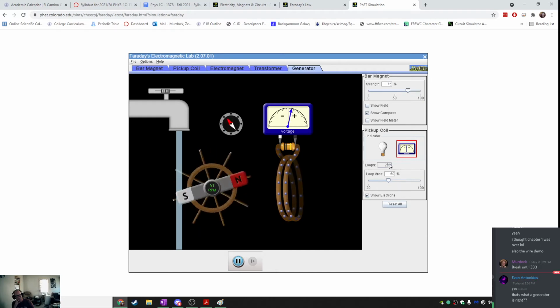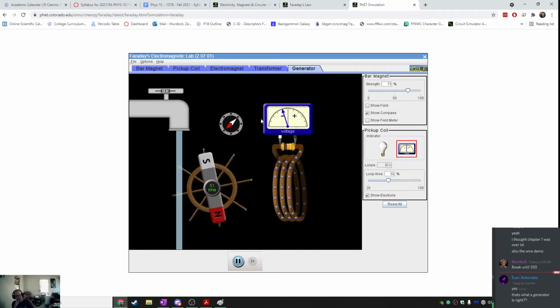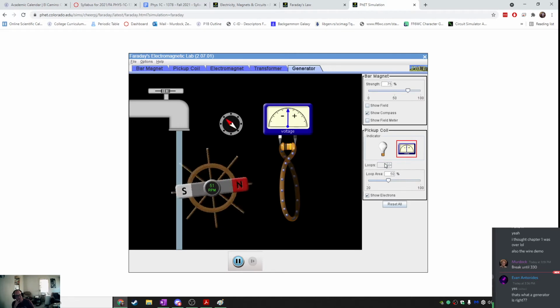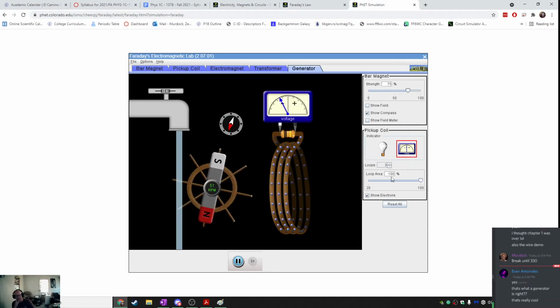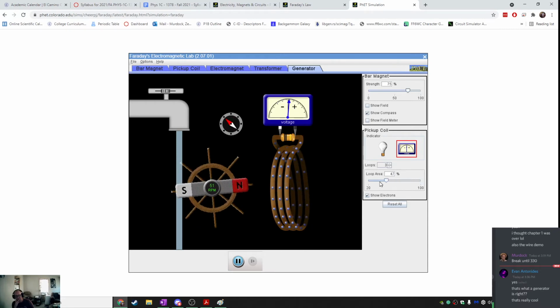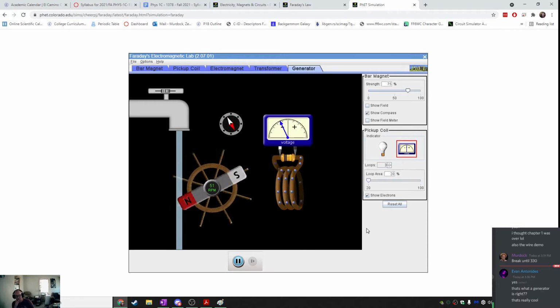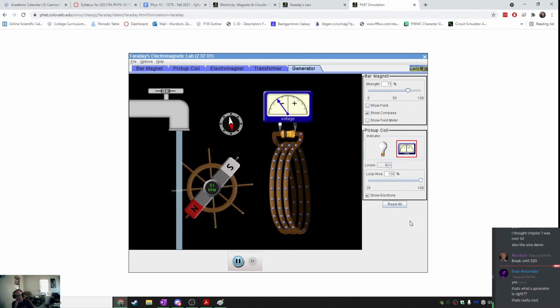If we increase the number of loops again, now the effect is even bigger. We go to 4. No, we can't. We go down to 1. See, it's not oscillating as much. So the more loops you can get, the better. Loop area going up, you're going to get a bigger influence too. See if we make the loop smaller. I don't think it's showing as much in this case. It kind of is. Kind of is.